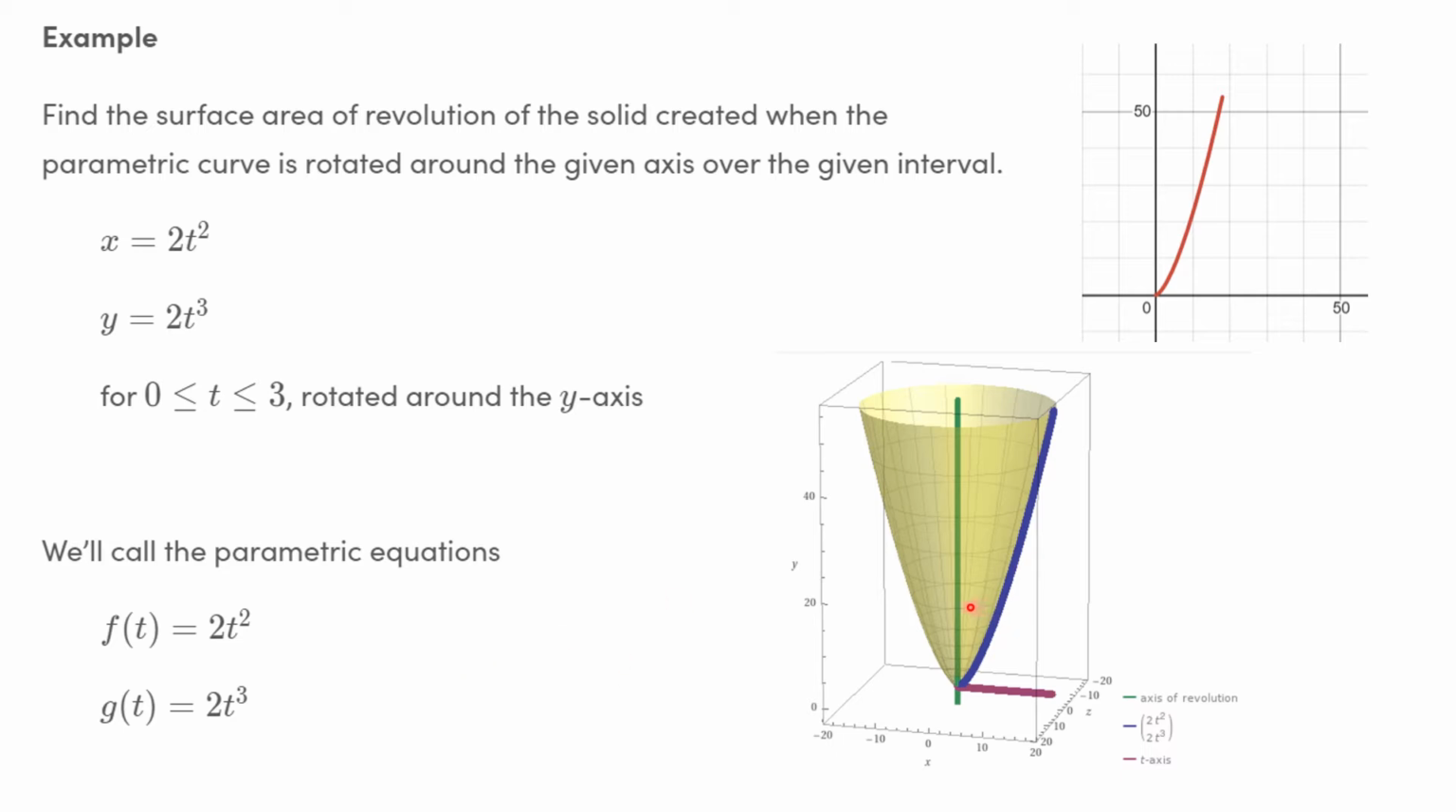And let's see, what else should I say? Oh, and what we're trying to do is find how much paint you need to paint the outside of this. What is the area of this thing? Not the volume, but the area. So we start with these parametric equations, which we were given, and we're going to call those f of t and g of t just to match up with our formulas from before.